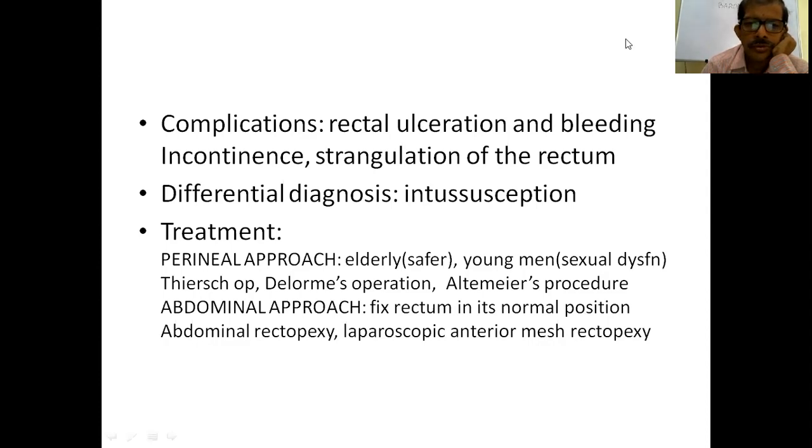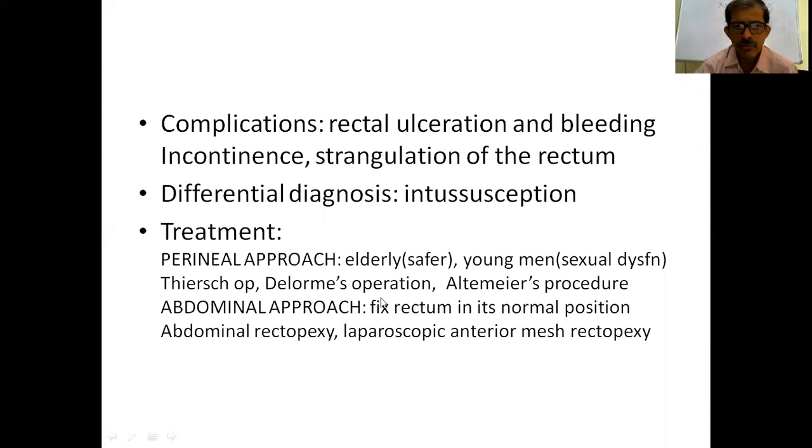Yeah, good. You are correct. It is Thiersch graft, skin graft, thin or split thickness. It is not full thickness, it is split thickness. Skin grafting is called Thiersch graft, whereas this is Thiersch operation. I'll show you what it is. Then you have another bigger operation, that is Delorme's and Altemeier's operations. So we can do either Thiersch or Delorme's.